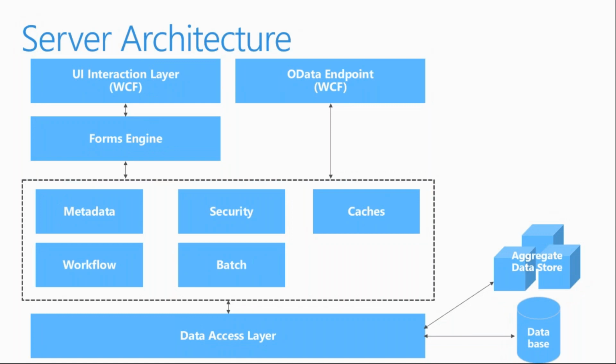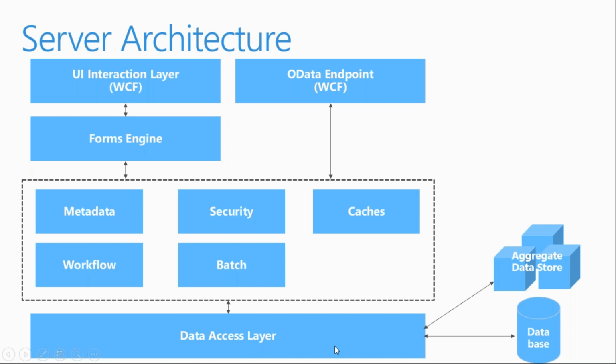The major change that's been made in the server architecture is that previously we had a database access layer pointing only to the SQL database. Now there are two types of stores coming into the picture: the data access layer, that is the database, and the aggregate data store. The aggregate data store is an aggregate data entity that is created over the database. It is not a separate database. So these two provide data access to Dynamics AX.